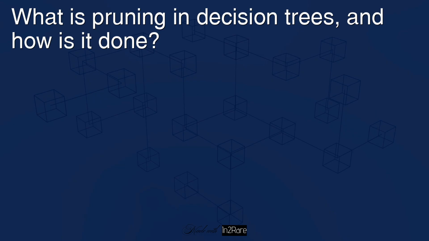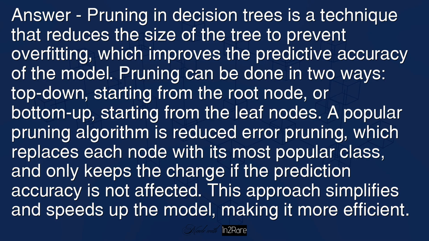What is pruning in decision trees, and how is it done? Answer: pruning in decision trees is a technique that reduces the size of the tree to prevent overfitting, which improves the predictive accuracy of the model. Pruning can be done in two ways: top-down, starting from the root node, or bottom-up, starting from the leaf nodes. A popular pruning algorithm is reduced error pruning, which replaces each node with its most popular class, and only keeps the change if the prediction accuracy is not affected. This approach simplifies and speeds up the model, making it more efficient.